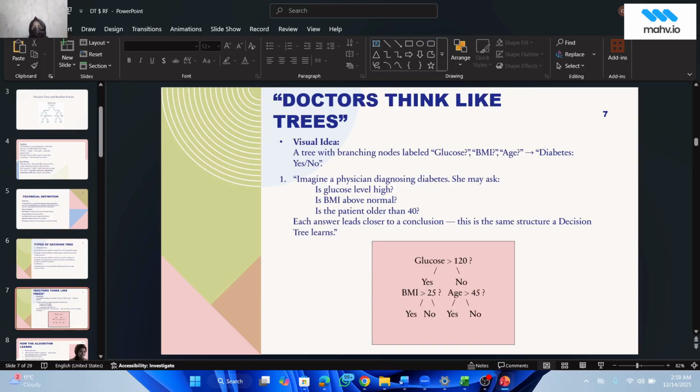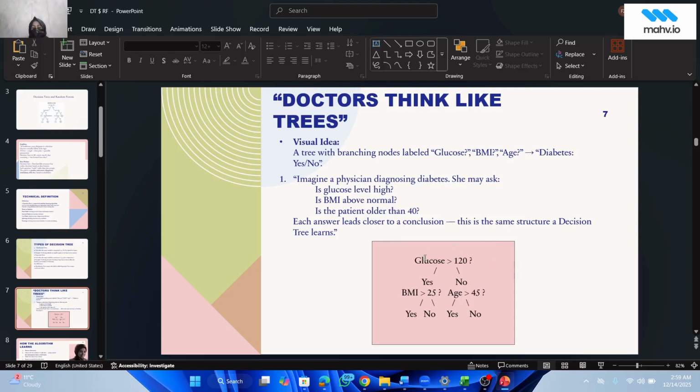After that, let's go through a scenario. Doctors think like trees. Visual idea: a tree with branching nodes labeled glucose, BMI or age, leading to diabetes, yes or no. Imagine a doctor diagnosing diabetes. She may ask these questions: Is the glucose level high? Is the body mass index above normal? Is the patient older than 40? Each answer leads to a conclusion.